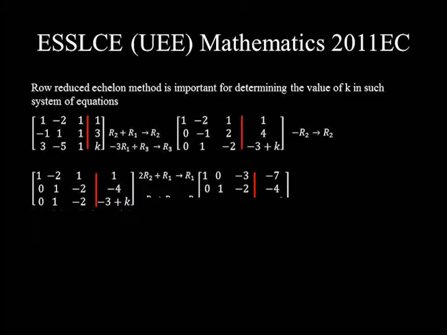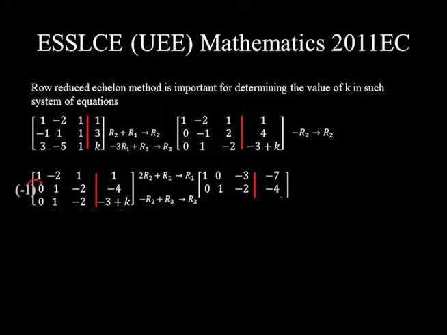The element to be converted to 0 in row 3 is 1. So to convert 1 to 0, we have to subtract 1 from 1, or we have to add negative 1 to positive 1. So the row operation needed at this stage is negative 1 times row 2 plus row 3, and then put it in row 3.